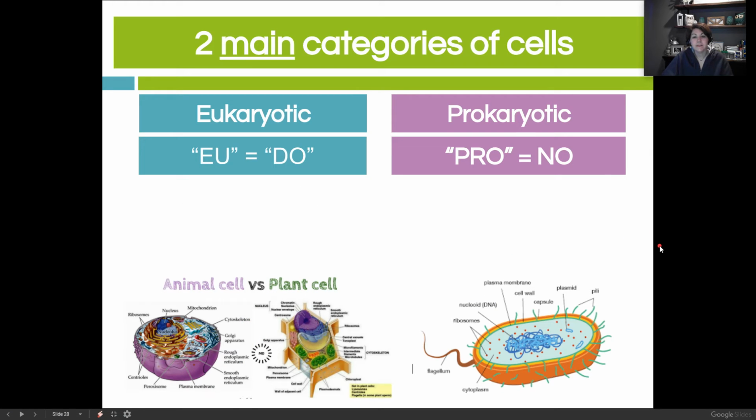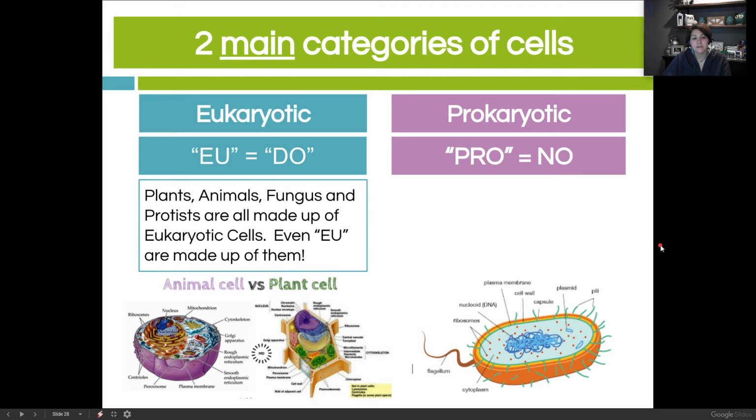The next thing that we can look at with prokaryotic and eukaryotic are the types of cells. So, eukaryotic are plants, animals, fungus, and protists. Basically, that first major domain contains those plants, animals, fungus, and protists, and they're made up of eukaryotic cells. And even you are made up of them.